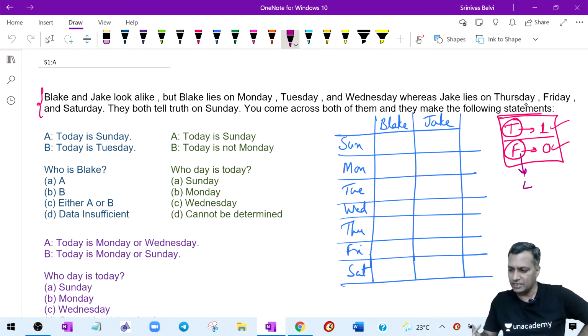Let's keep this in mind. Let's come back to this. What is it trying to say? Hey, they both tell the truth on Sunday. Fair enough, both of them tell the truth on Sunday.